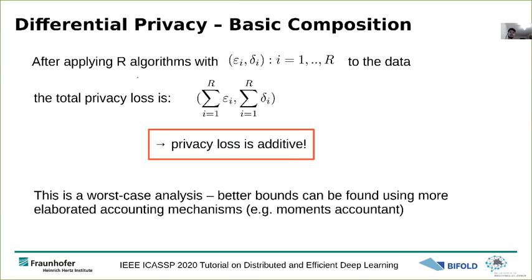And this can be done very easily with the basic composition theorem, which tells us if we apply our algorithms, which are all differentially private with certain parameters, to the data, then the total privacy loss is upper bounded by the sum of the privacy parameters themselves. So privacy loss is additive. And this is a worst case analysis. Better bounds can be found with smarter accountant methods like the moments accountant.